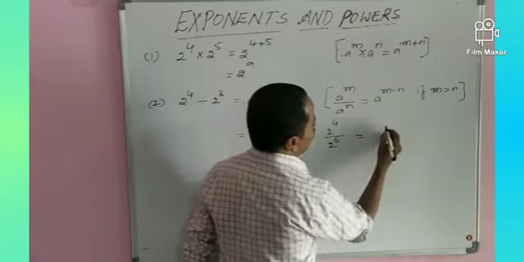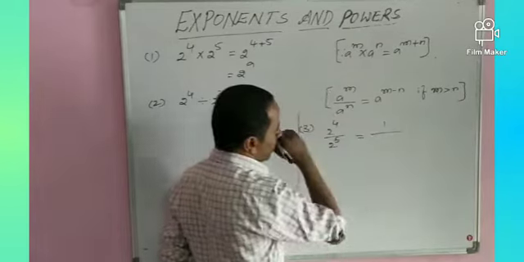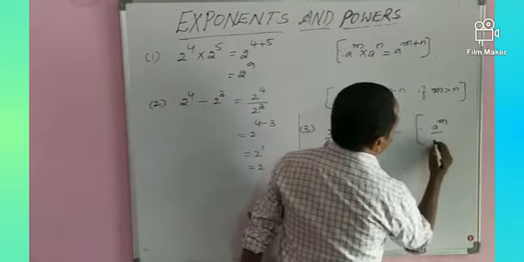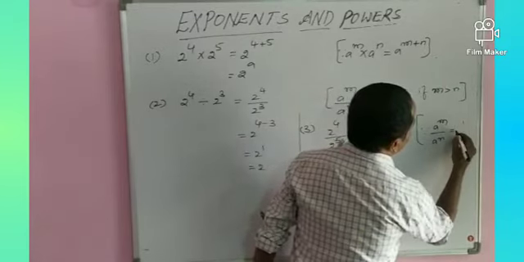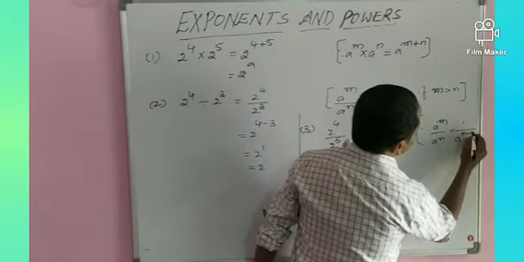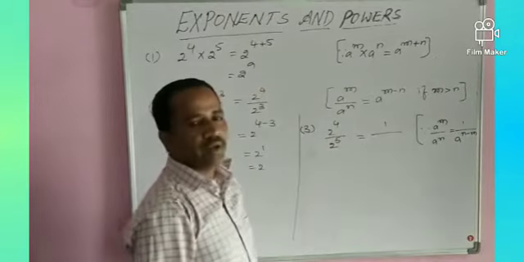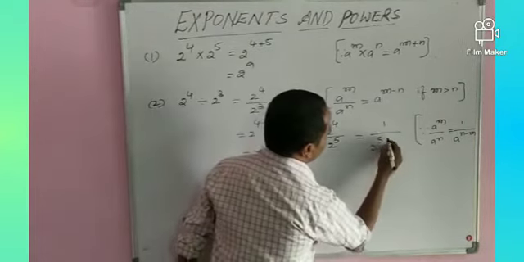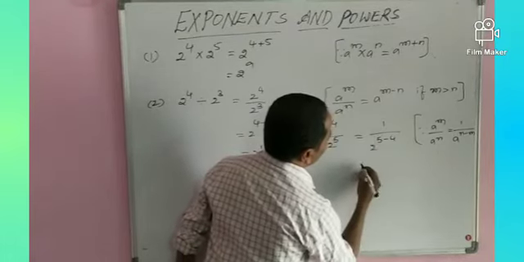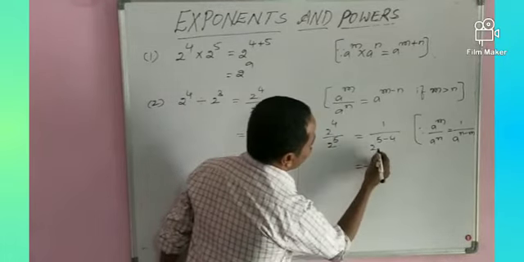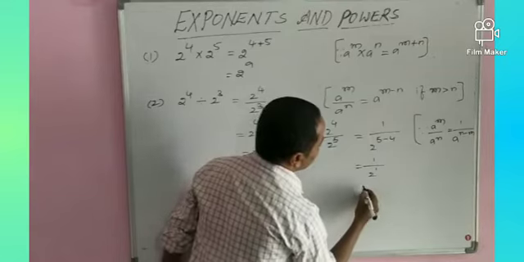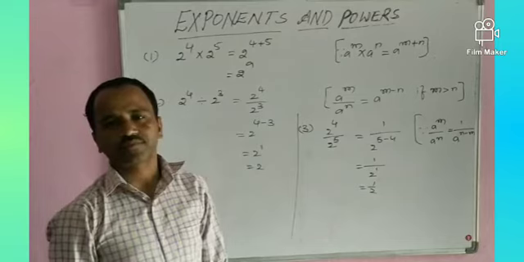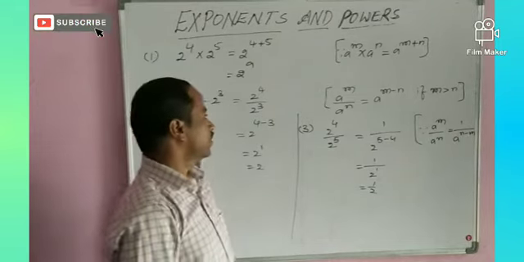So it can be written as 1 by, what is the formula? A power m by a power n is equal to 1 by a power n minus m. So we have to apply the same formula. 2 power 5 minus 4. 5 minus 4 we get 1. So what is the answer? 1 by 2 is the answer.